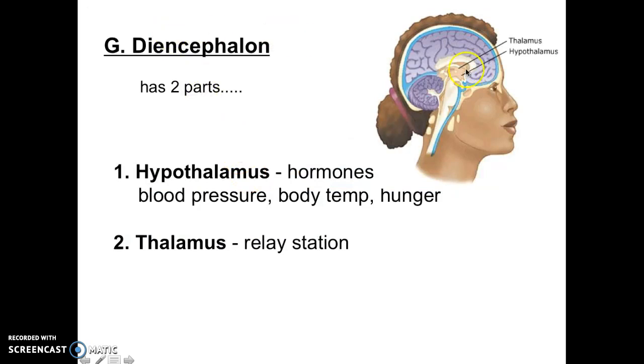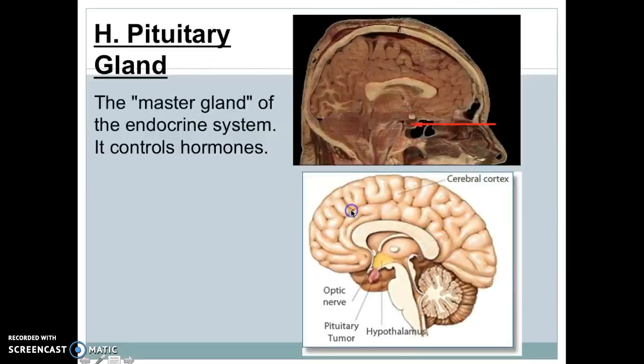The diencephalon has 2 parts. You have the hypothalamus, which is for hormones, blood pressure, body temperature, and hunger, and the thalamus, which is the relay station. We'll talk more about the thalamus a little later.